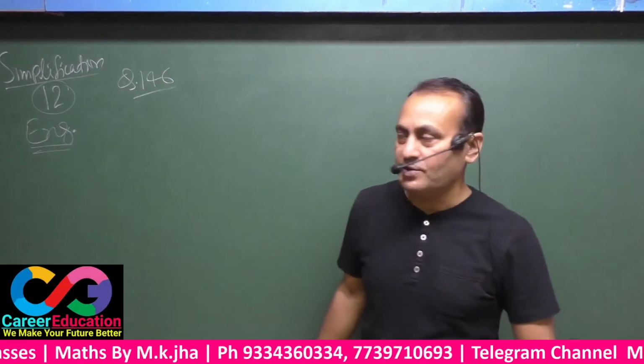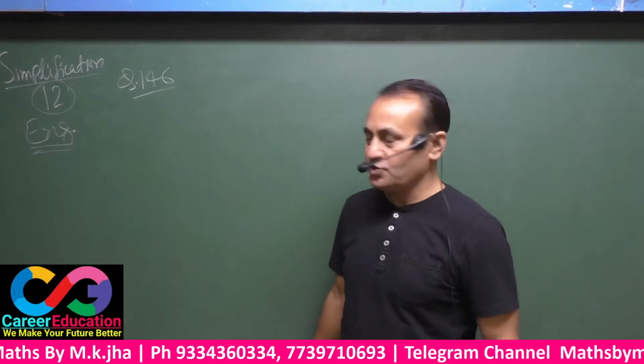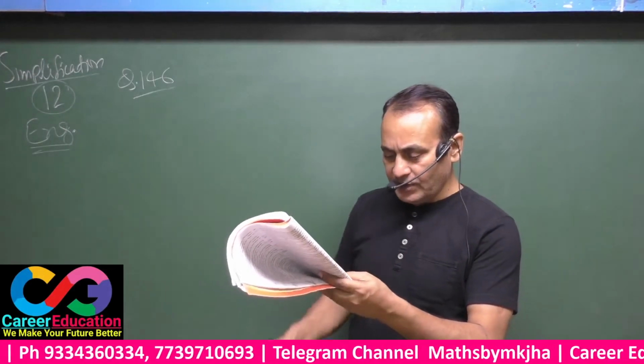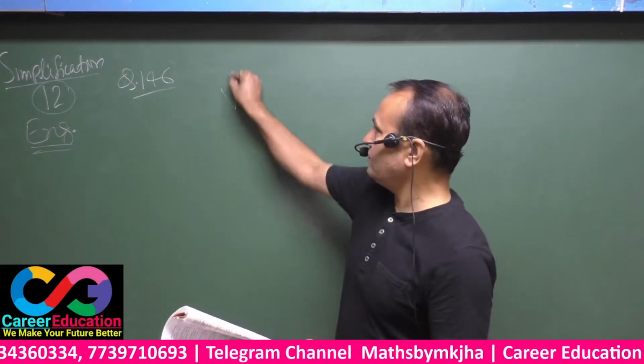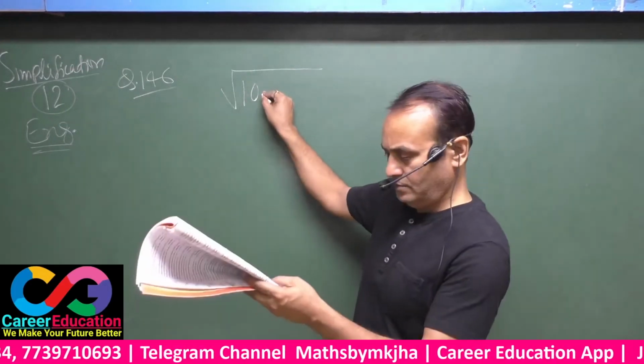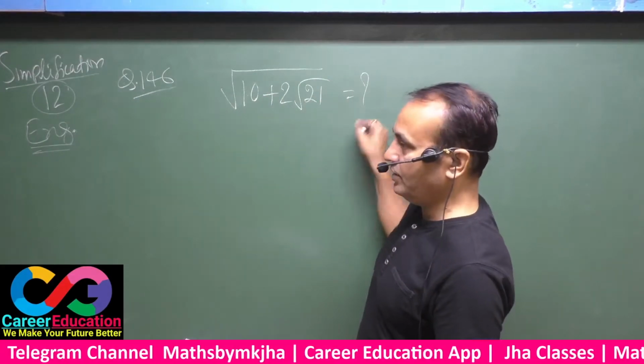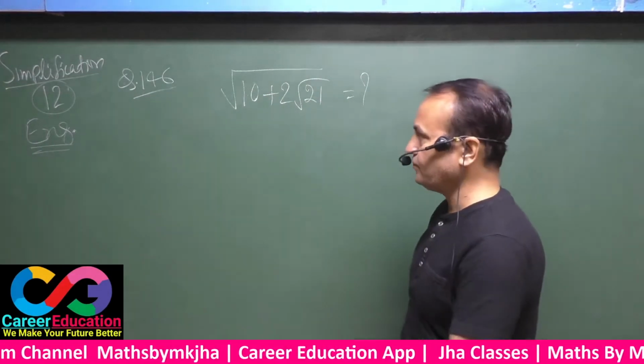Let us start simplification, class 12, question number 146. 146 is under root 10 plus 2 under root 21 equals to what?